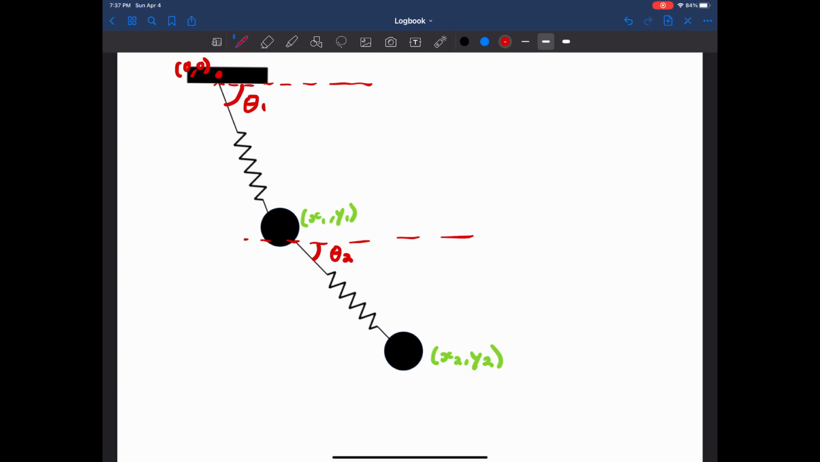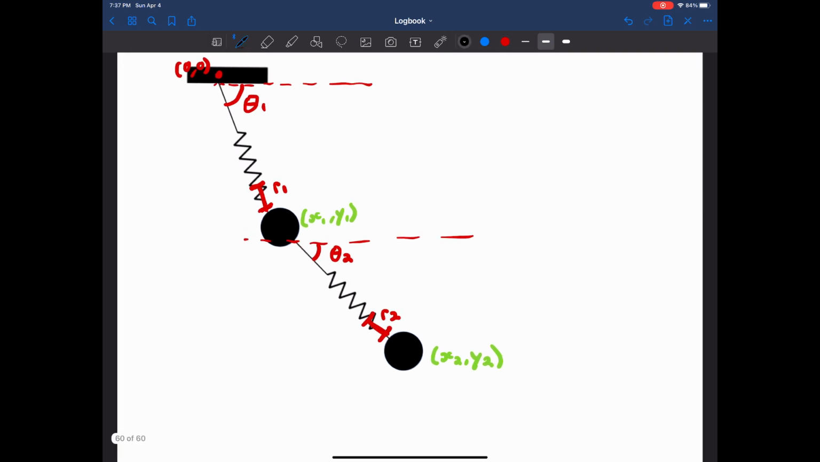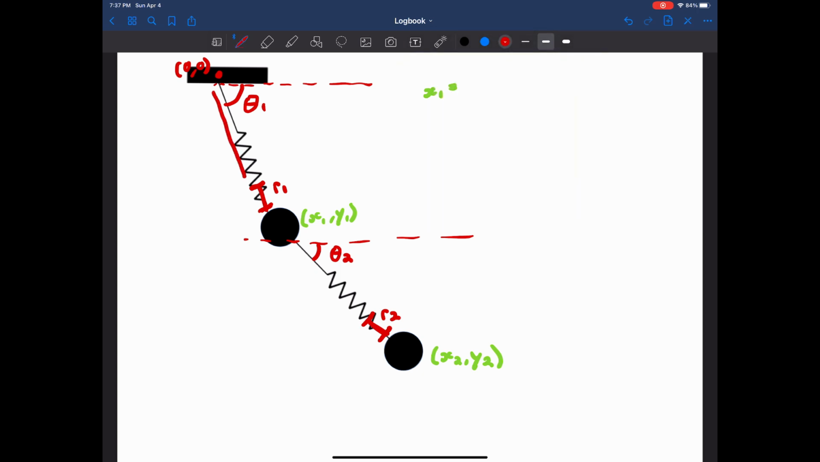And you think, well, what are the other two? Well, the other lengths are going to be the stretched lengths of the two springs, which I'm going to call r1 and r2. And using this, we have all the information we need to know about the relationship between these variables. Also there's the unstretched length of the pendulums, which I'm going to call L. So these are called L.